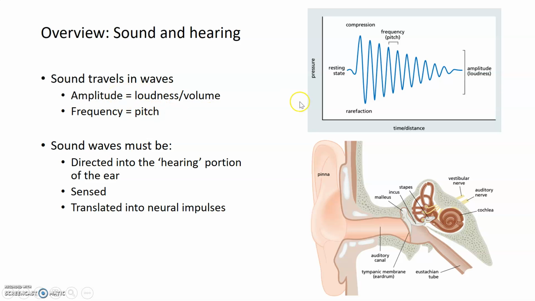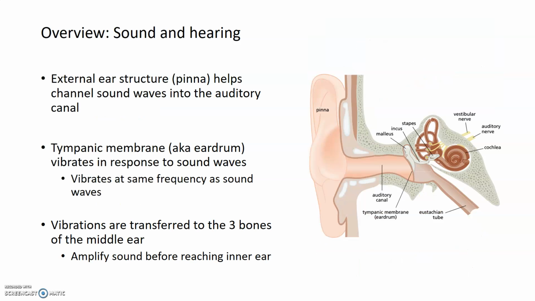And in order for us to convert sound waves in the air into a sound that we can interpret, there are several things that need to happen. The sound waves need to be directed from the outside air into the hearing portion of the ear, which is the inside. These sound waves need to be sensed in some way and then translated into a neural impulse or a neural signal that our brains can interpret. And so I'm going to go into a little bit about how that happens, starting at the outside of the ear, where sound waves are traveling through the air into the inner hearing portion.